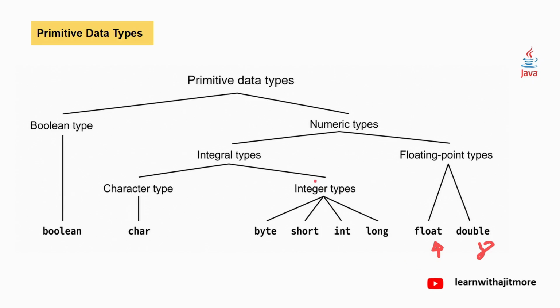Then in integral, this is by default unsigned and this is by default signed. We have byte, short, int, long: byte is 1 byte, short is 2 bytes, int is 4 bytes and long is 8 bytes. And character. Now you ask why character is in integral? Yes, because characters are also internally stored in the form of their Unicodes.